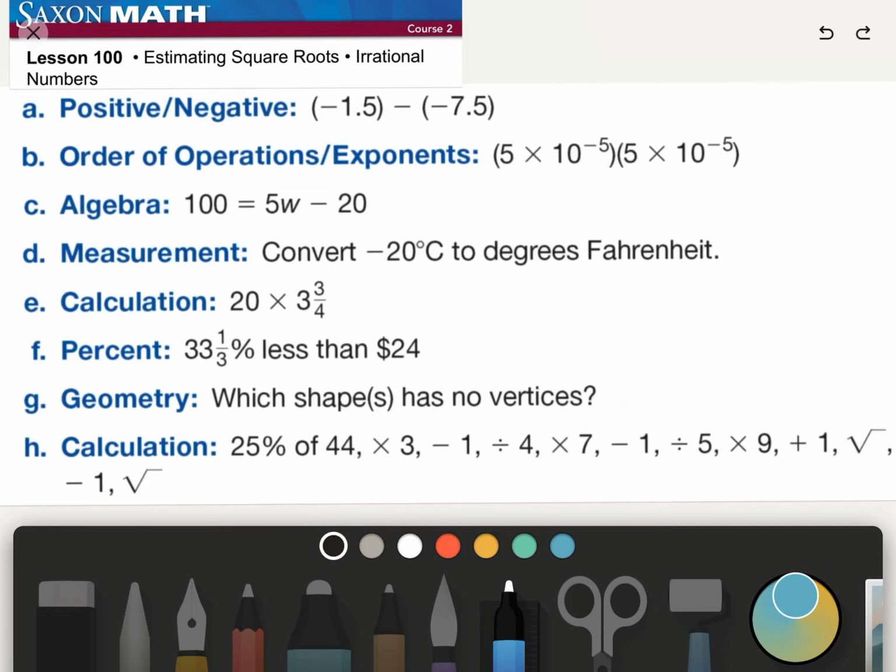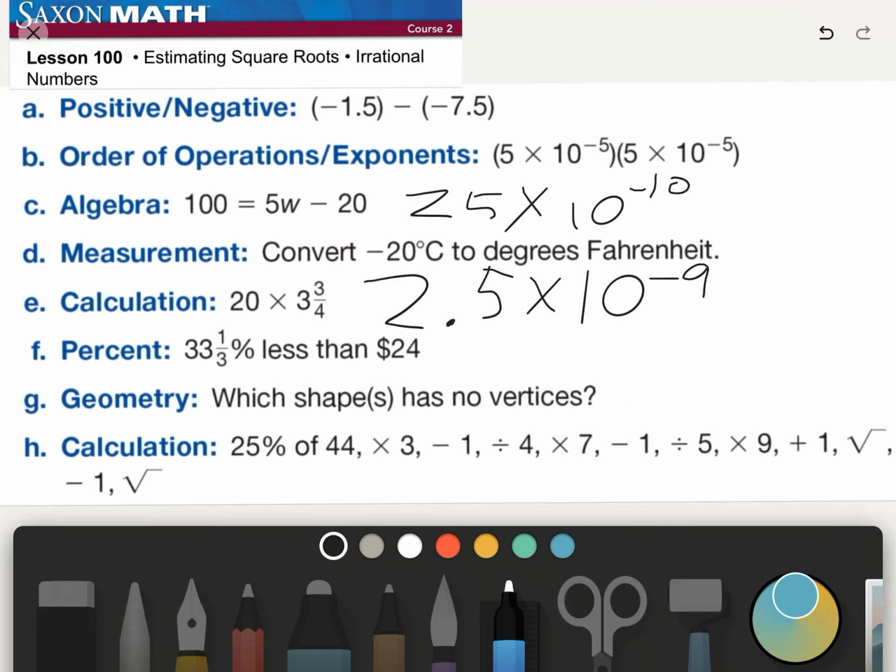Order of operations, exponents. Well, 5 times 5 is 25. And if we were to just do these exponents together, we are adding them together since we're multiplying. It would be 10 to the negative 10 power, but we want to express ourselves in scientific notation. So we can say 2 5/10 times 10 to the negative 9th power. That way we can put our decimal point in there.